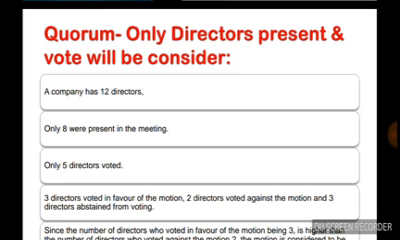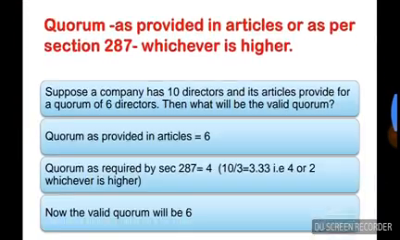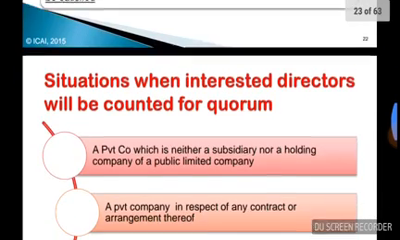Suppose the total directors of the company are 10, and only 8 directors are present. Of those 8, only 6 participated, that means some voted against, some voted in favor. Those 6 alone are considered for the one third calculation for want of quorum. Okay. Articles. Quorum, everything about this was discussed.